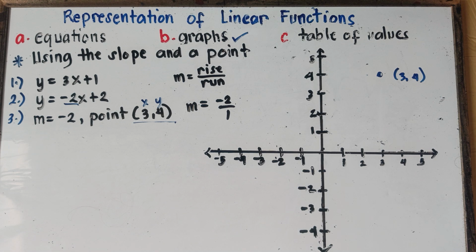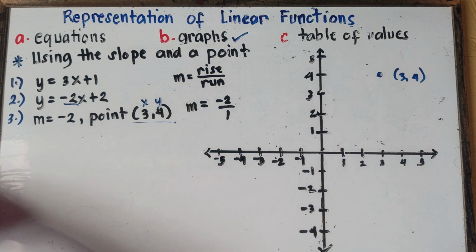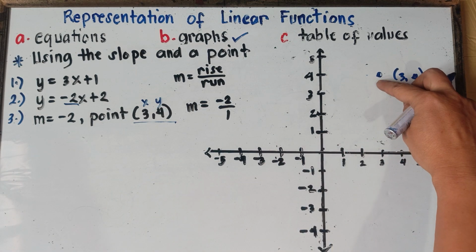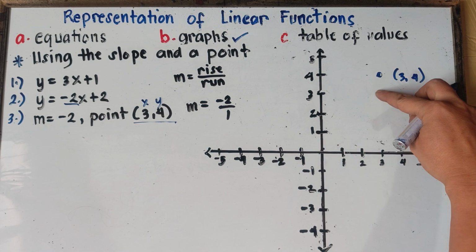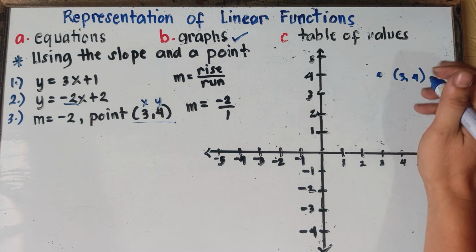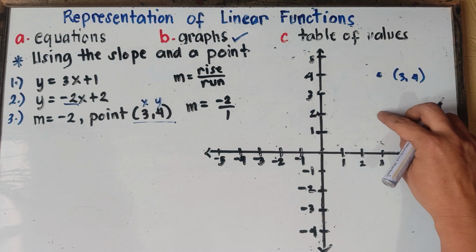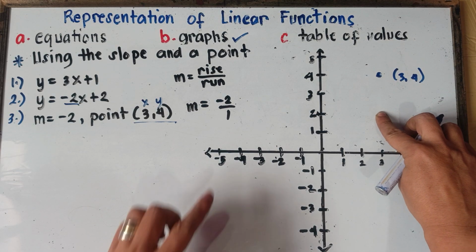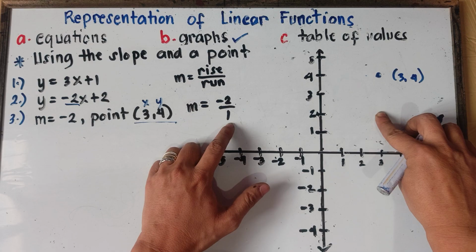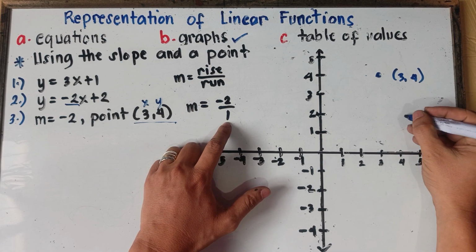Therefore, the rise is negative 2, that will be the vertical change. So starting from the first point, you need to move 2 units going downwards. 1 and then 2. And then since we have positive 1 for run, we need to move 1 unit going to the right. 1. So this one right here.